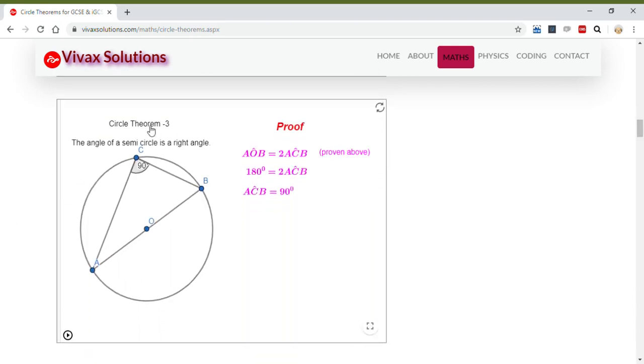So the third theorem says the angle in a semicircle is a right angle. So this is a semicircle and this is a right angle. You can see I'm moving that point, and it is still the same. So I'm going to animate it. You can see it is still 90. So here is the proof.